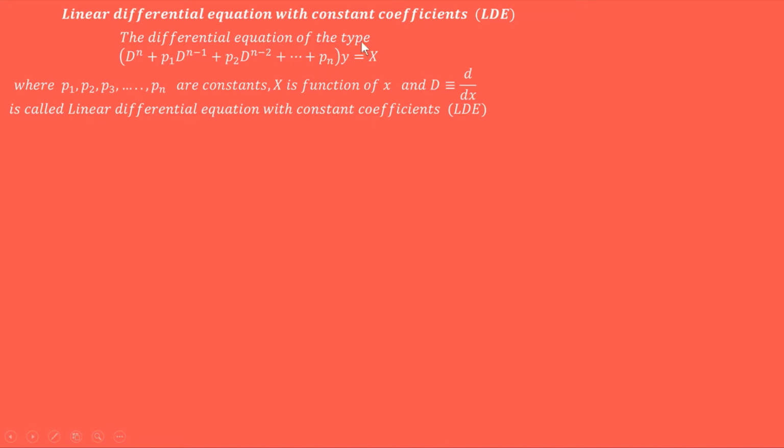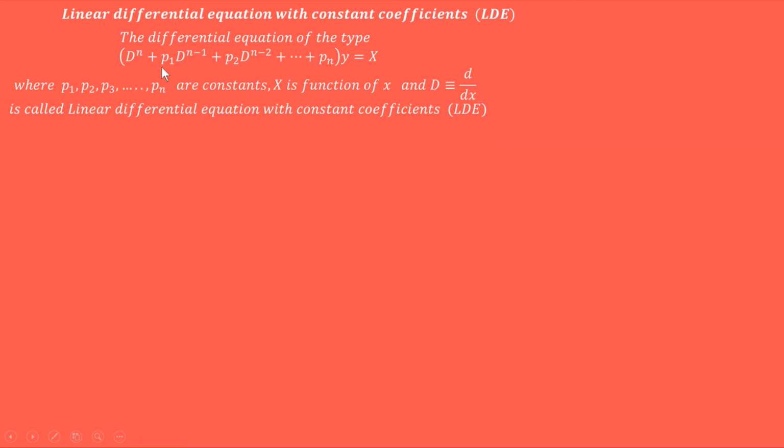The differential equation of the type D^n + p1 D^(n-1) + p2 D^(n-2) + ... + pn y = X, where p1, p2, p3, ..., pn are constants and capital X is a function of small x and capital D = d/dx, is called linear differential equation with constant coefficients. Shortly, we say it is LDE.